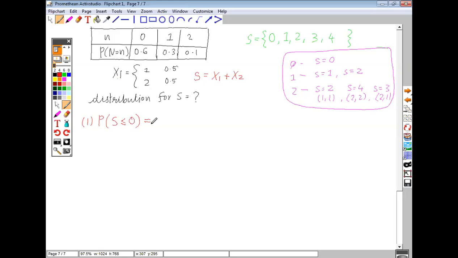Okay, so what did you assume when you said that probability of S less than or equal to 0 should be 1 upon 5? Did you make any assumption? Which is not given to us. Can anyone else say what probability assumption? S is equal to 0.